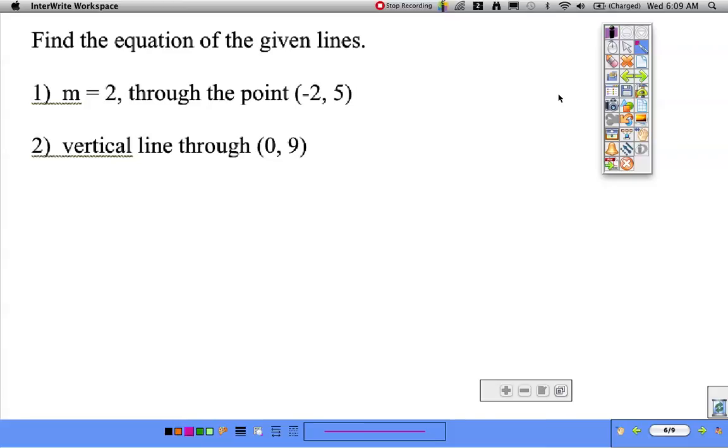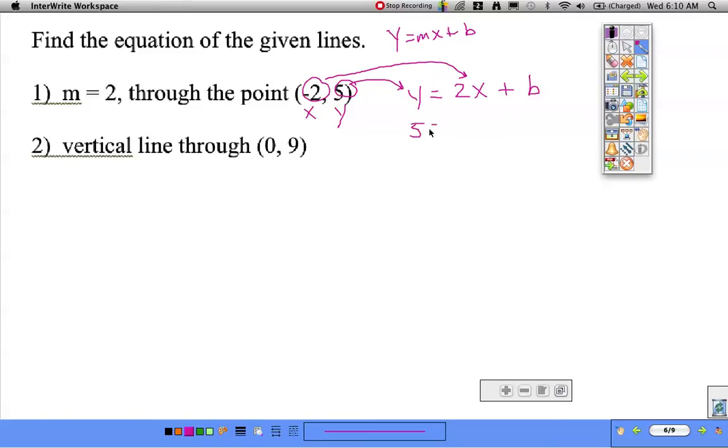Well, I could ask you to find the equation of the lines that I'm talking about. So number 1, let's write this in slope-intercept form. We're going to write everything in slope-intercept form, or y equals mx plus b. In number 1, I give you the slope, and it goes through the point negative 2, 5. So if I were to write this, y equals the slope of 2 times x plus the y-intercept of b. What I don't know is where it crosses the y-axis. But what I'm given is an x-coordinate and a y-coordinate. I can take those values and substitute them into the slope-intercept form and calculate what the y-intercept is.